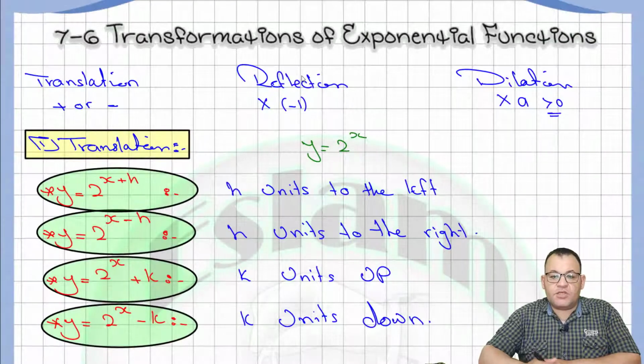The second type of transformation is called reflection. In reflection, we flip the shape across the x-axis or across the y-axis. We know that we have reflection if you multiply the parent function by -1.